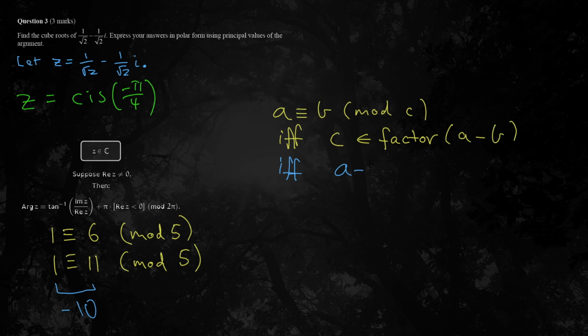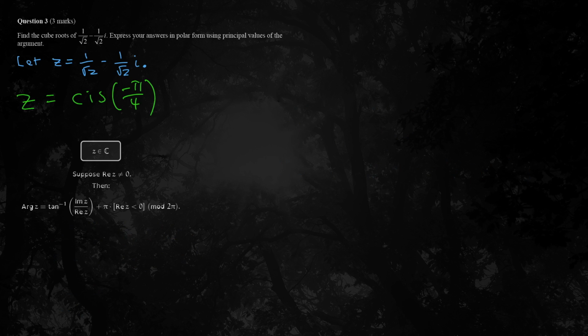Another way of saying it is that a minus b is a multiple of c. So once again here, a minus b would be negative 10. And so because this is a multiple of 5, therefore 1 is congruent to 11 modulo 5. Okay, so hopefully that clarifies what modulo means. So let's go ahead and use this formula.